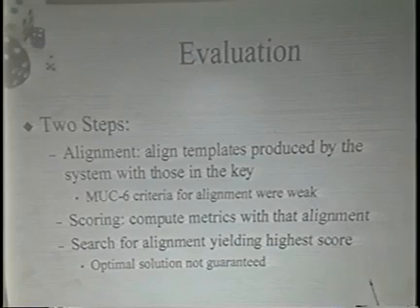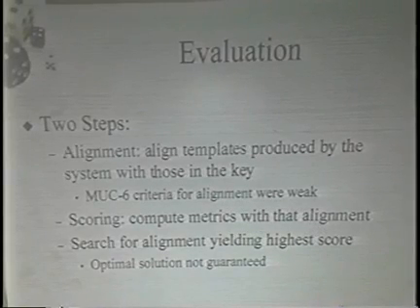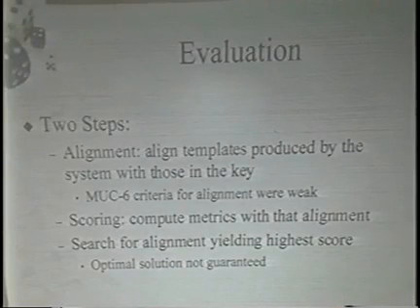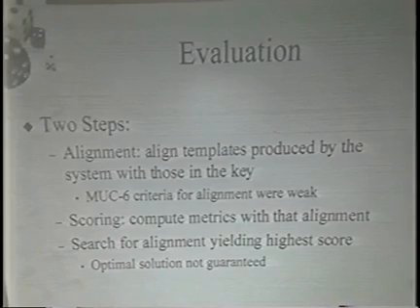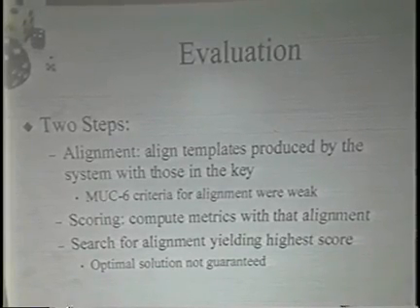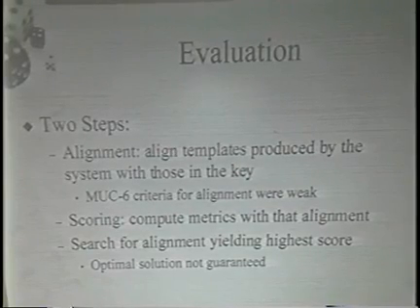So the question is, what templates are possible candidates for alignment? And the community deliberately chose a very weak alignment criteria, just saying if two templates share at least one slot value, no matter what slot, that's a candidate for alignment. Beyond that, then you do a search where you score that alignment and then try to search among different alignments, essentially in a greedy fashion, trying to find the alignment that maximizes the score.